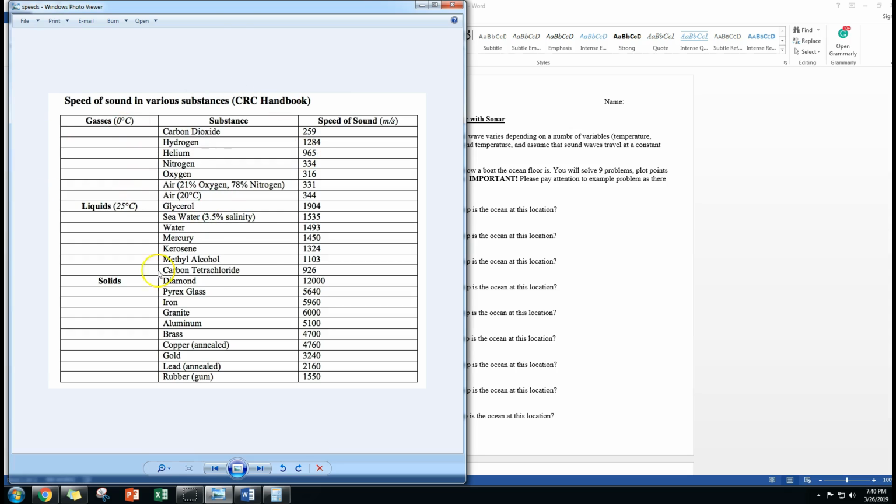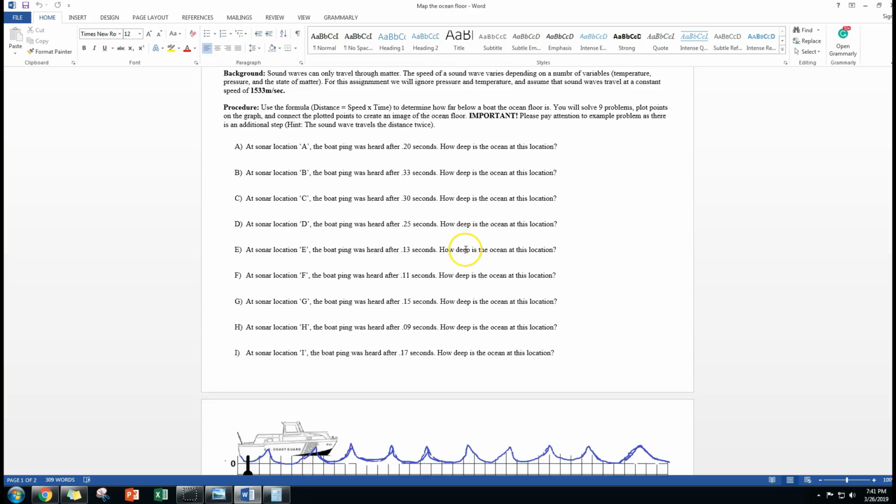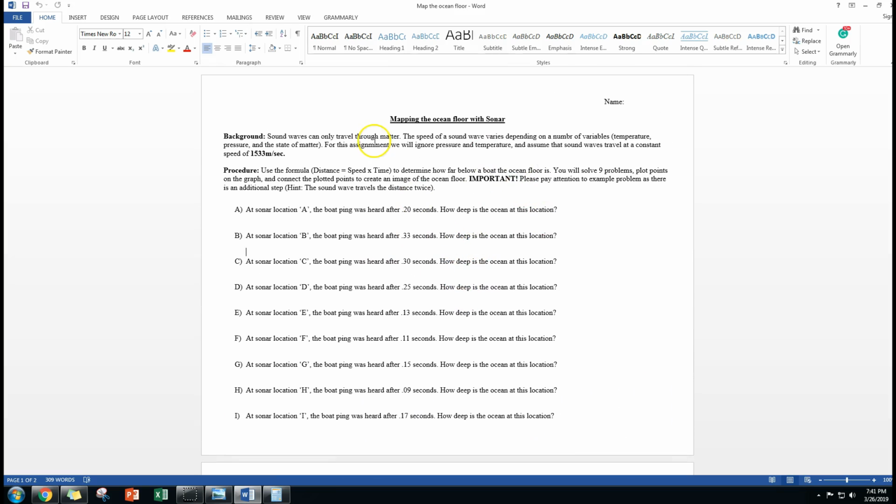Okay? So that's one variable that affects these things here, as does pressure. We're not really going to get into pressure too much, but those are two common ways that you can affect the speed of sound. So you got a little assignment in front of you. Front page, you've got some calculations. Back page, you've got a picture. This is how this is going to work.